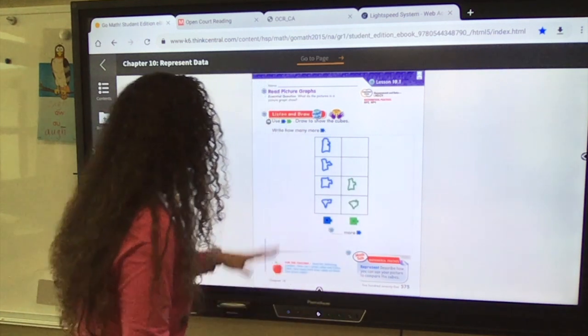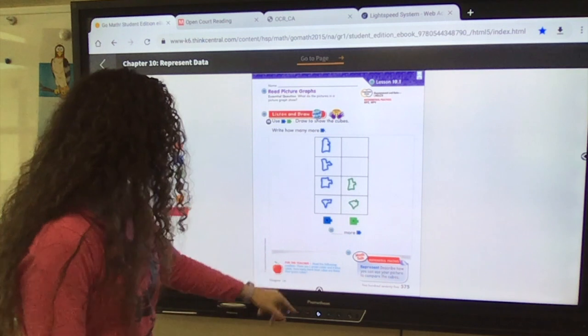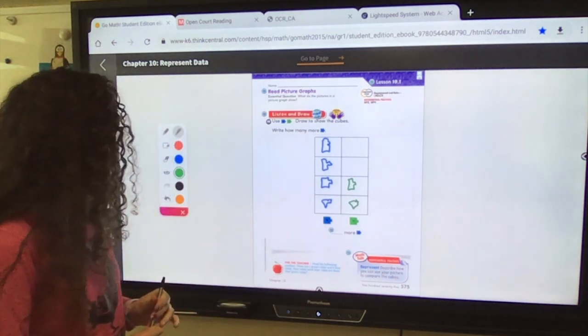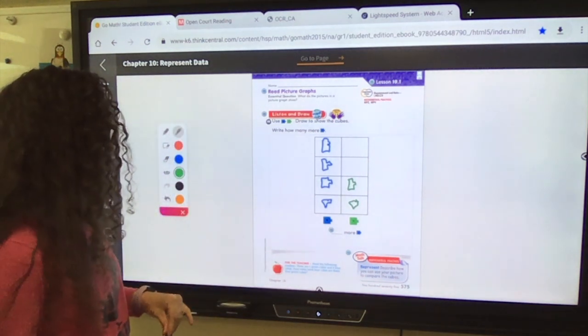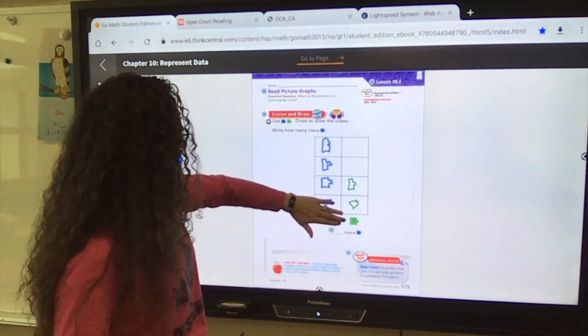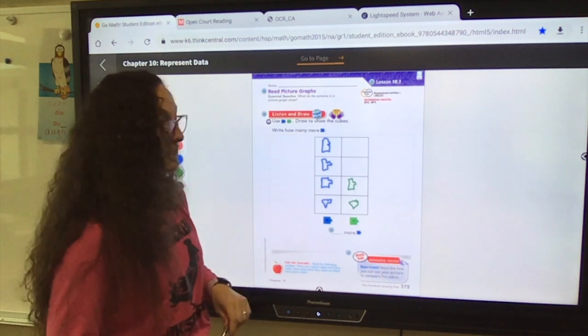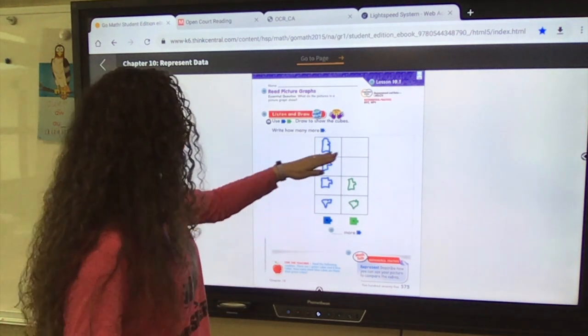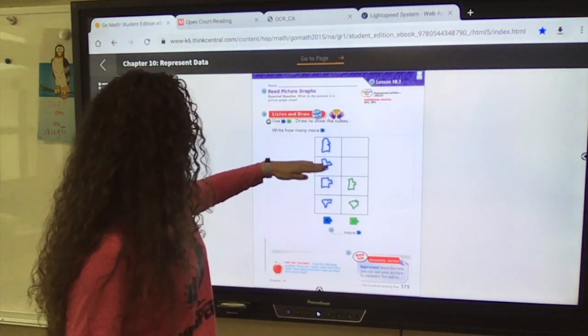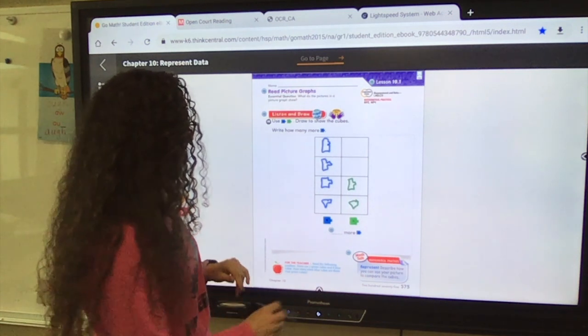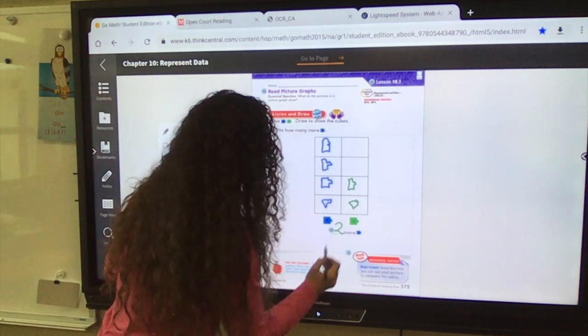All right, so I have my 4 blue cubes like they said and my 2 green cubes. How many more blue cubes are there than green? Well, let's look. I see 2 empty boxes in the green right across from the blue. So that shows me that there are 2 more blues than green. Okay?